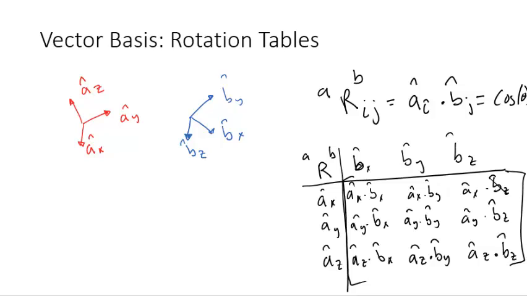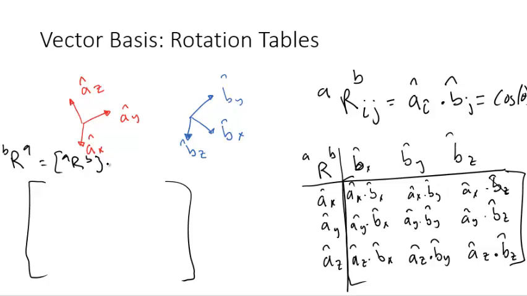And how will we do that? So the rotation from B to A is equal to the rotation matrix from A to B transposed. To transpose a matrix, you would take the first row and put that in the first column of the transpose matrix. Take the second row and put it in the second column, and the third row into the third column.